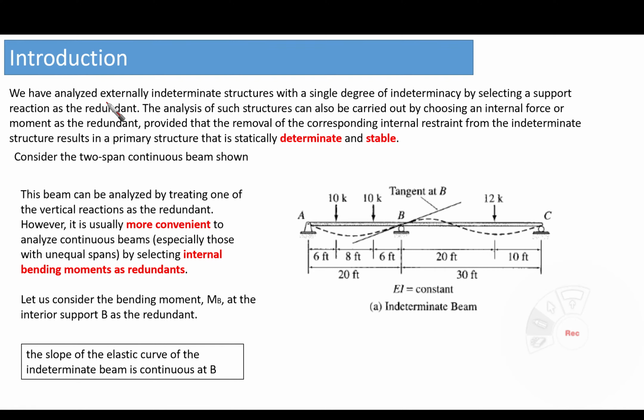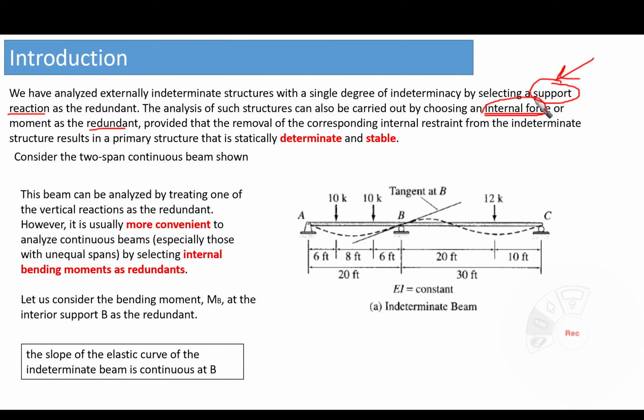So we have analyzed an externally indeterminate structure with a single degree of indeterminacy by selecting a support. Take care here, the word support. Support, it means what? Something like an external support reaction, okay, as the redundant. The analysis of such structures can also be carried out by choosing an internal force or moment as the redundant. So this is what I have already explained in the previous slide of the title, that we are going to focus on internal forces.